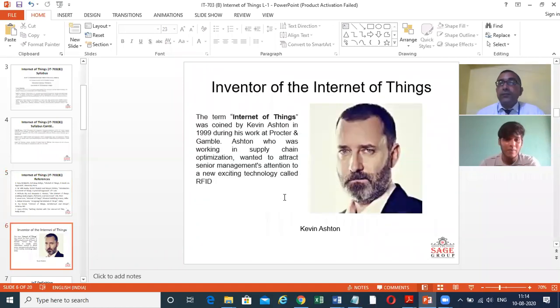Now, who invented the Internet of Things? This is the one person, Kevin Ashton. The term Internet of Things was coined by Kevin Ashton in 1999 while he was working at Procter & Gamble. So this is the person who coined the term Internet of Things. There are 2 questions in your papers and everywhere: who invented the Internet of Things, the answer is Kevin Ashton, and when was the IoT invented, that was in 1999.